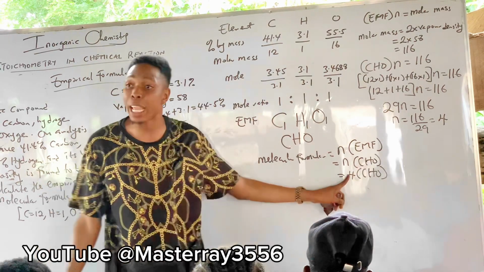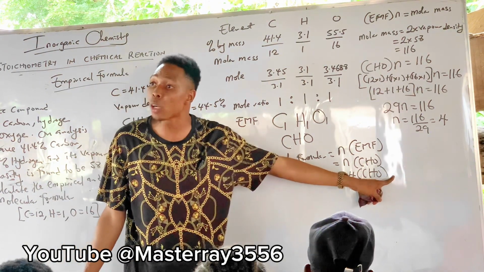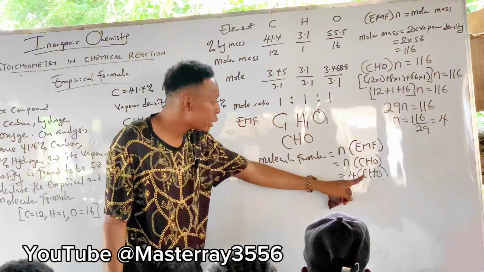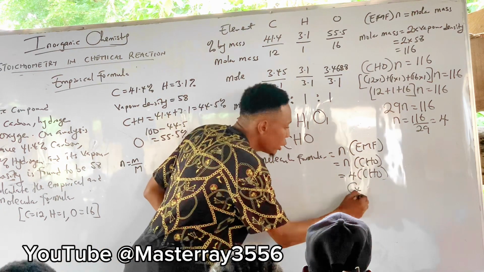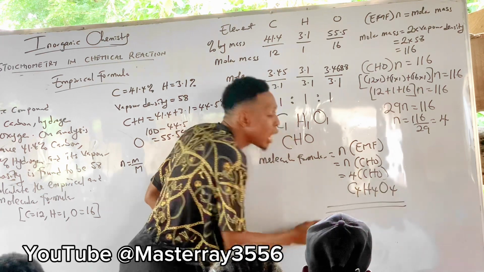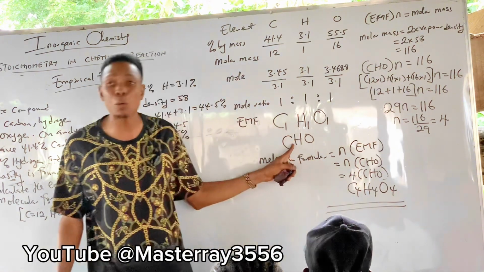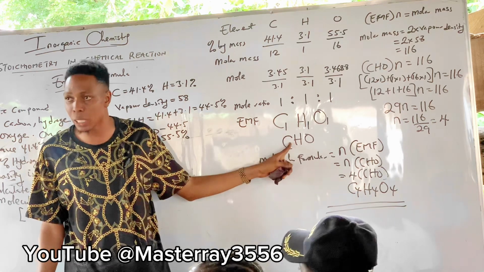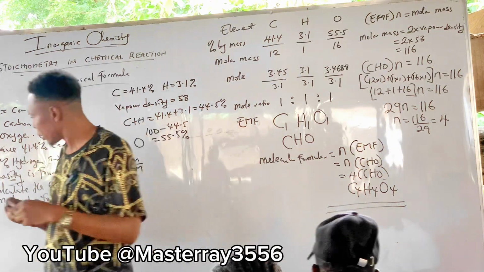You know what to do here? Yes. You use 4 to open up the bracket. 4 times C, C4, H4, and O4. So this is the molecular formula, while this is our empirical formula. So you can copy that.